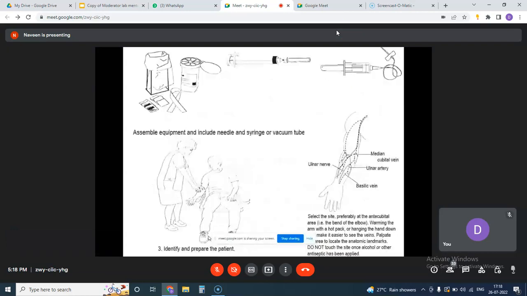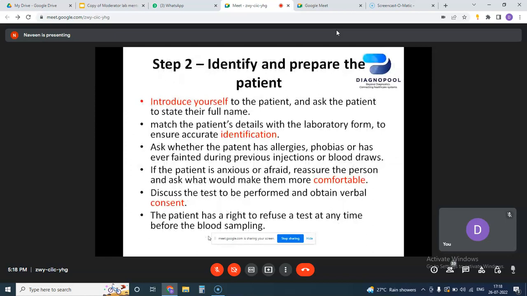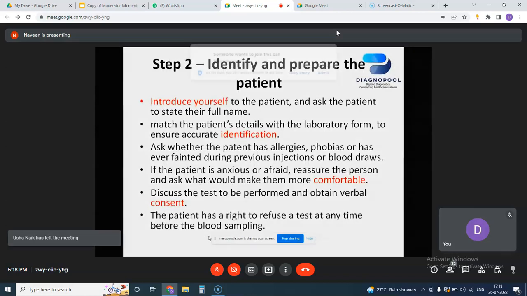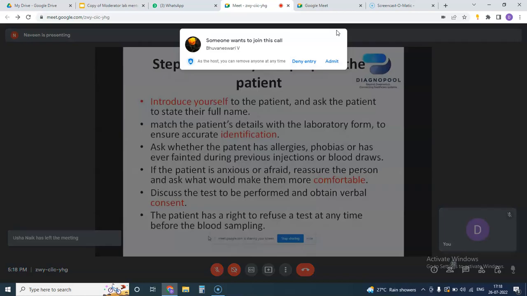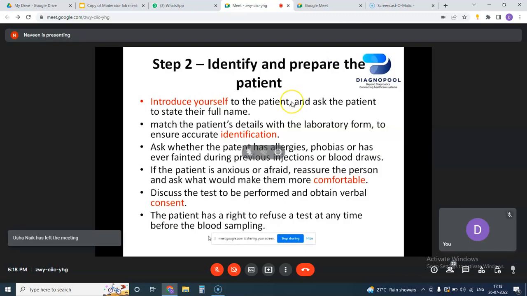So once all the equipment is ready, the next step will be identifying and preparing the patient. So what are the things that are done here in identifying and preparing the patient? First is to introduce yourself to the patient. The phlebotomist should always start by introducing himself to the patient. Then ask the patient about his details, and those details should be cross-checked with the requisition forms.